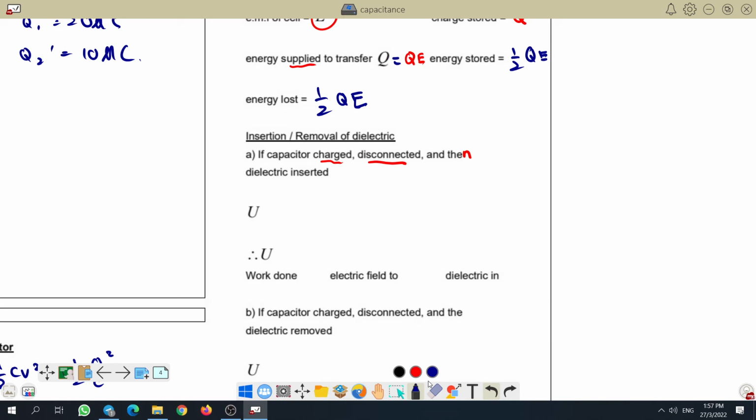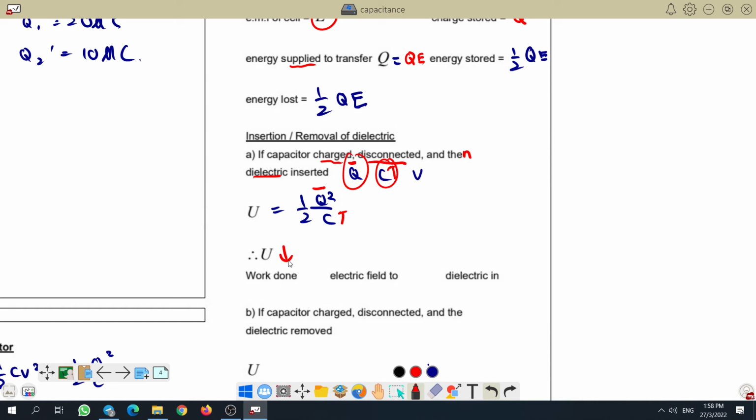So you look at Q, V and C first. What happened to Q, C and V first? In this situation, what are we sure of, Q, C or V? Q is constant because it is disconnected. Very good. V, do we know? Not so sure. But C increases because of the dielectric. So use the formula with Q and C, and don't use the formula with V. So use half Q squared over C. So Q constant, C increases, U decreases.